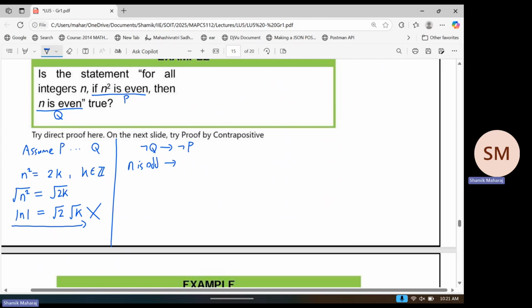Not P. So P says n squared is even. So not P will be n squared is odd. Right? We're just making them the opposite of what they were originally saying. And now can we prove this right here? I think that should be a lot easier to prove than what we were trying already. Right? So does this step here make sense to you guys? Just constructing the contrapositive statement.